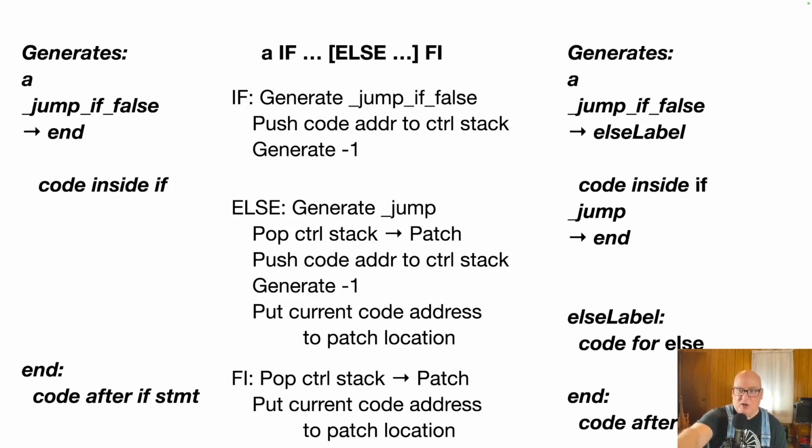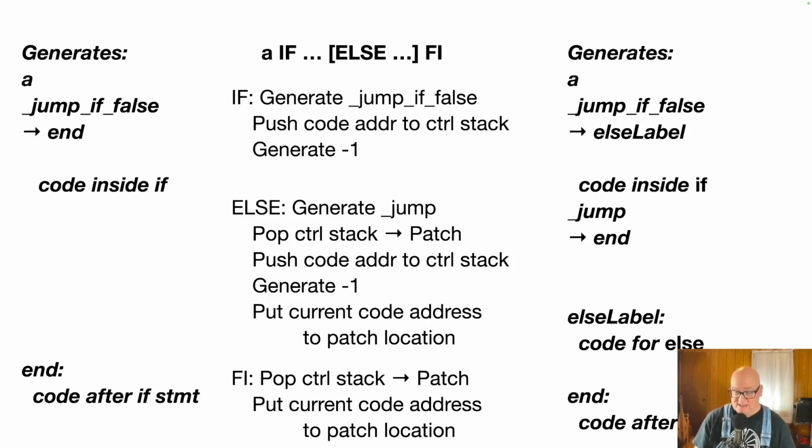After the jump is the else label and the code for the else. And then as before, we pop the stack, and now we're going to patch that end spot in the middle with the address of the code after the end. So the jump, if we get to the end of the if statement, should jump to the code at the end. All right, so both ways, both those seem to do their job.